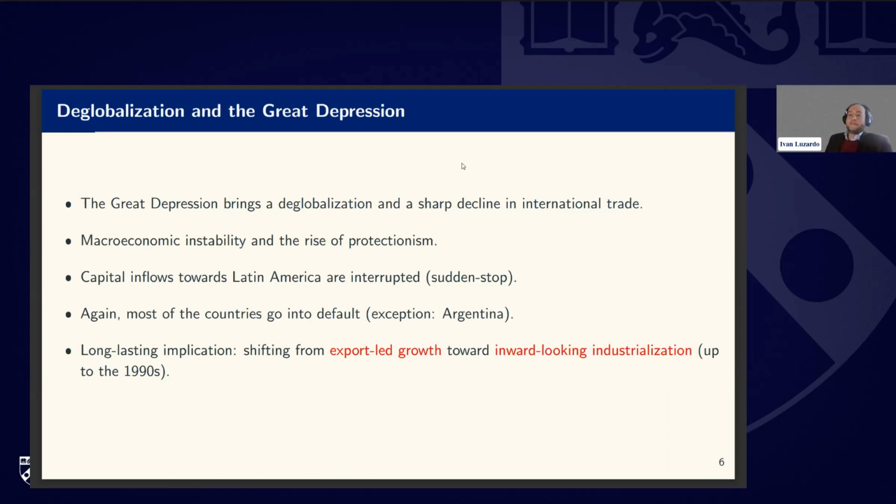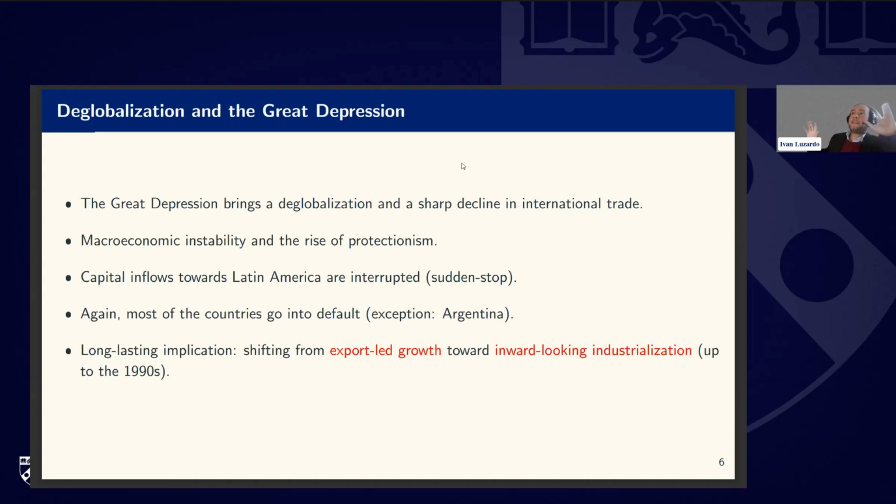What we have is similar to what happened in the early 19th century, in the 1820s after the independence period, when essentially all countries in Latin America went into default. They didn't have the ability to continue repaying their external debts. We have an exception here, the case of Argentina, which wanted to preserve its credibility and maintain its access to international capital markets, but eventually even Argentina went into default.